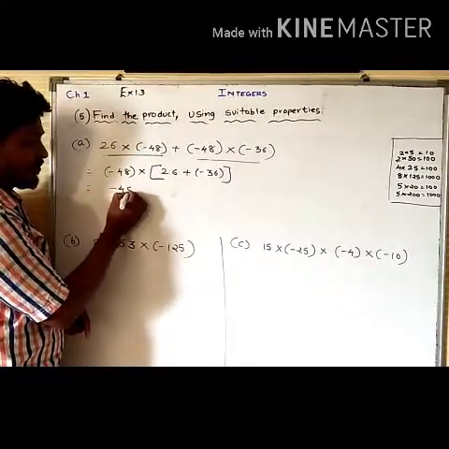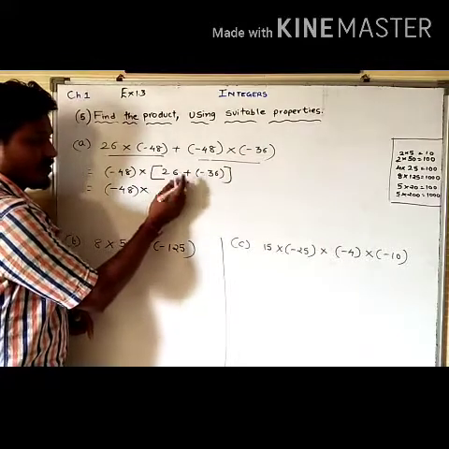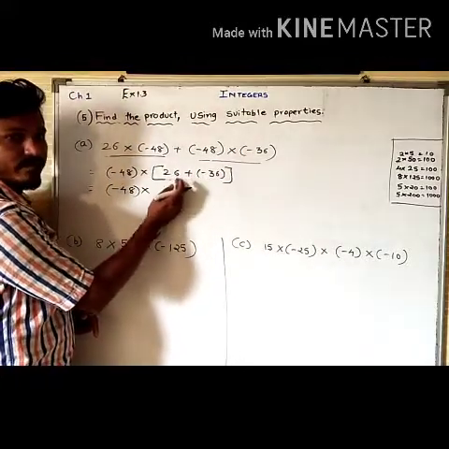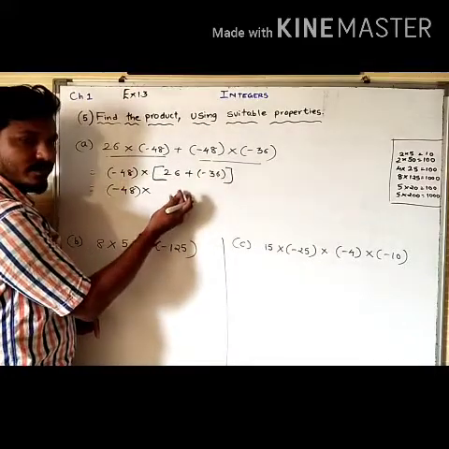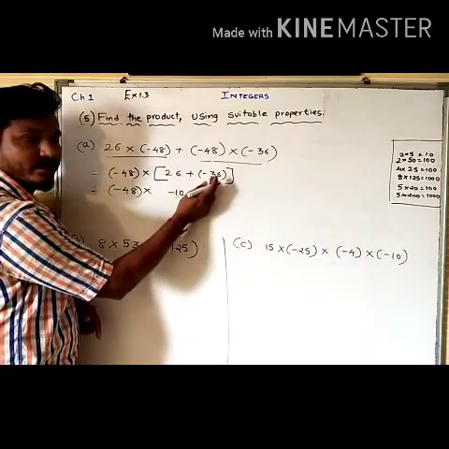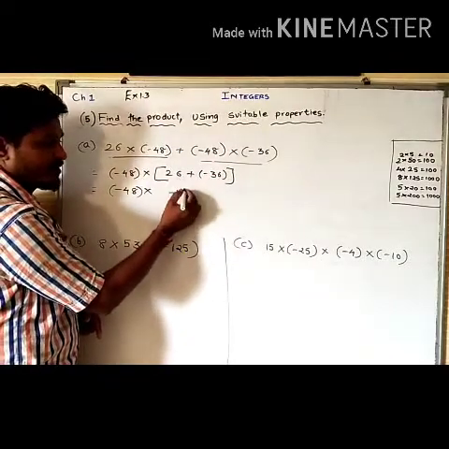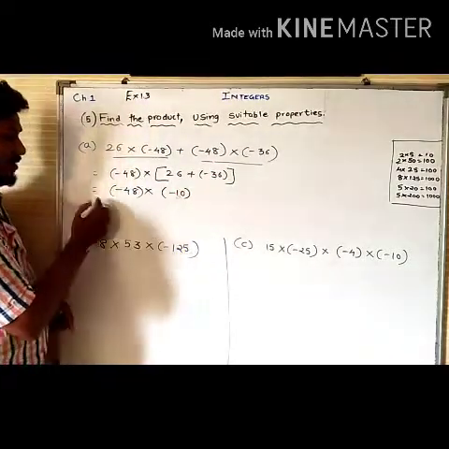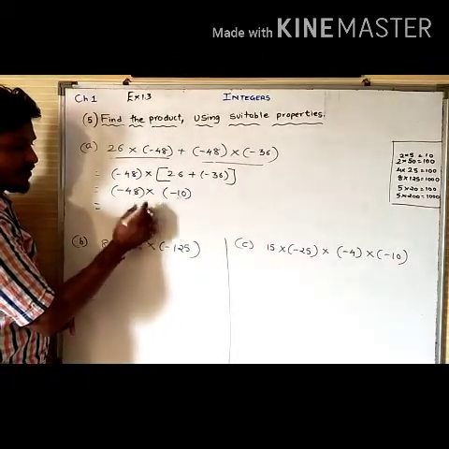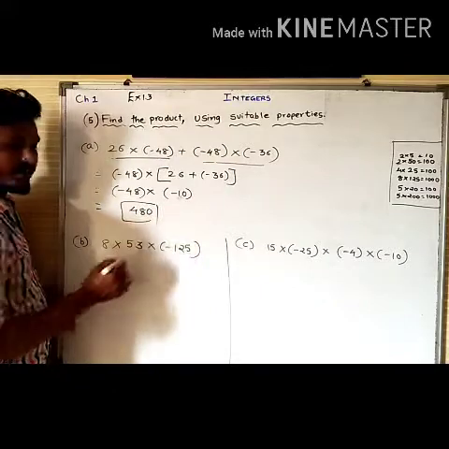First, positive 26 plus negative 36. Positive minus negative, always you have to do subtraction only. 26 minus 36 is negative 10. Why? Because this value is greater than 26. Negative 10. Now you can easily find the product. Negative and negative is always positive. 48 into 10 is 480.